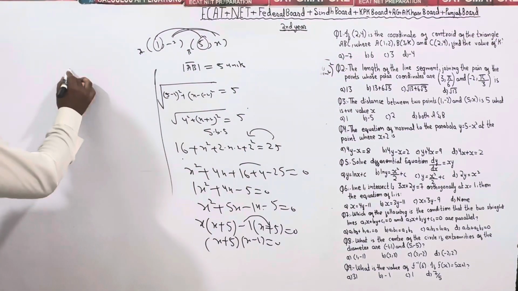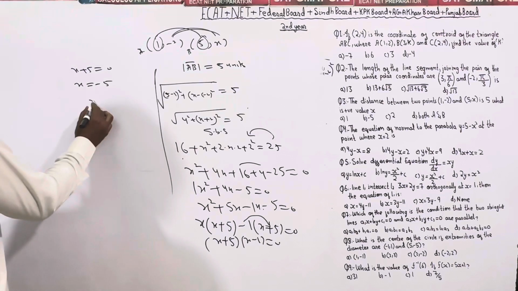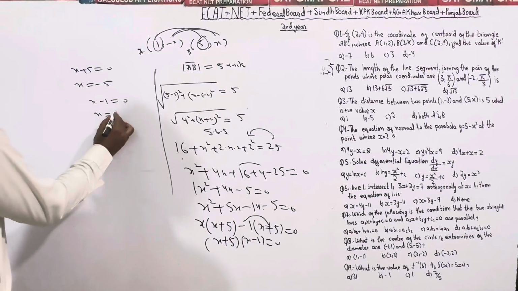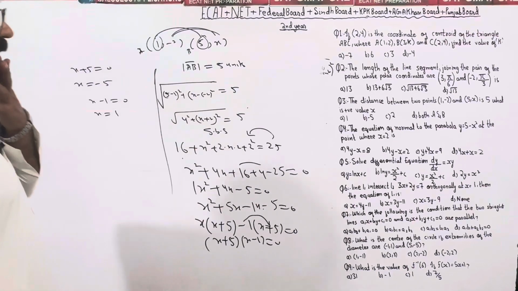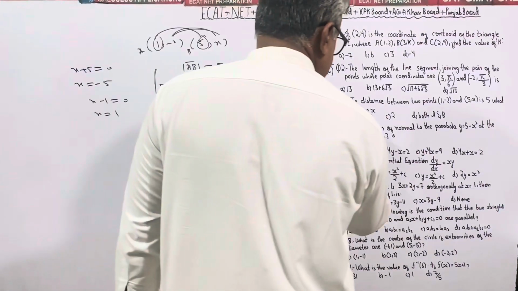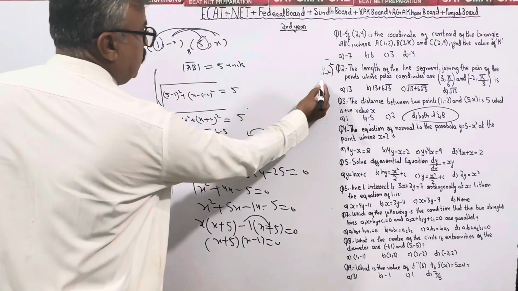Solve for x. x plus 5 is equal to 0, then we have x is equal to minus 5. x minus 1 is equal to 0, so x is equal to 1. So we have x as 1 and minus 5, for both A and B. One can verify the distance by putting in the values.